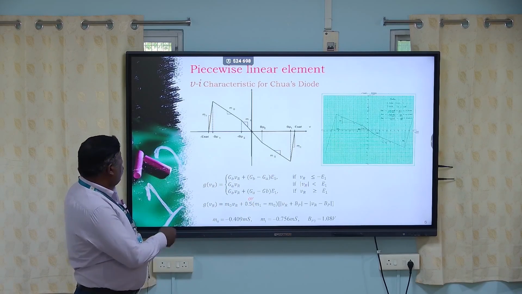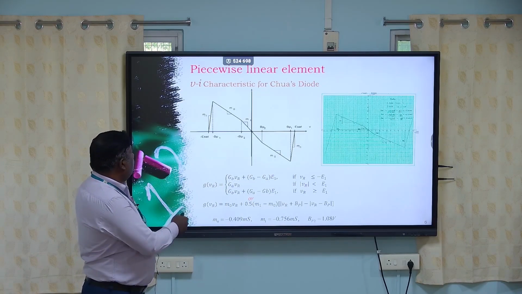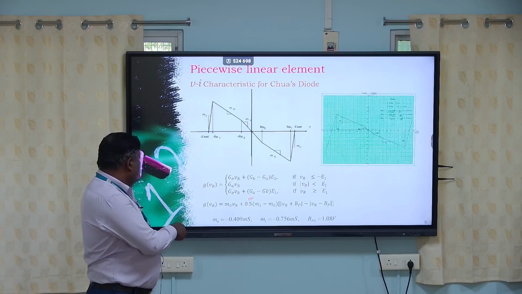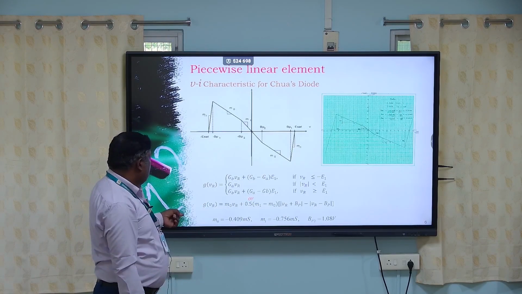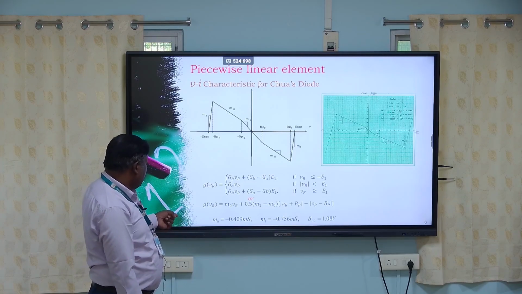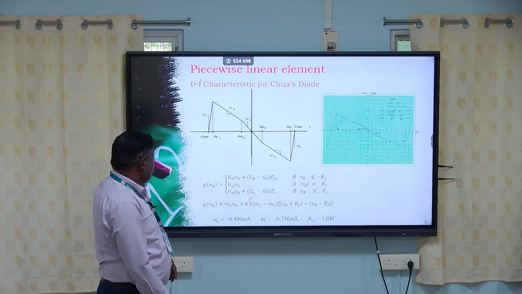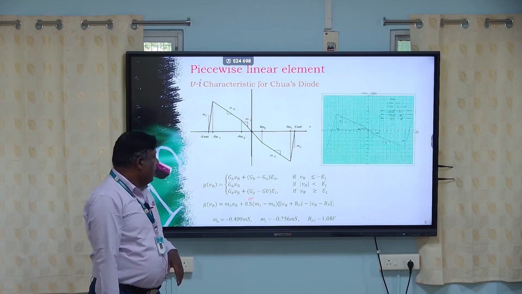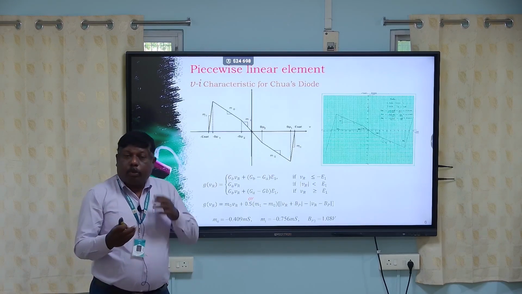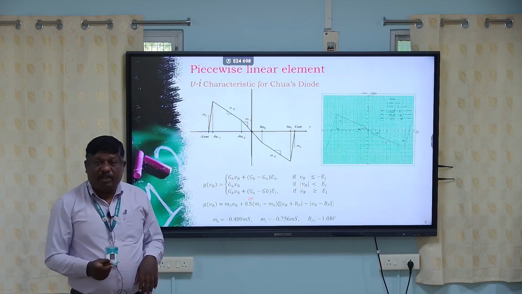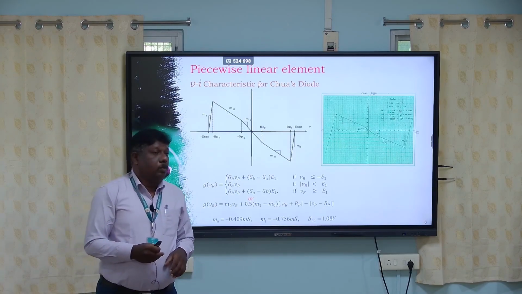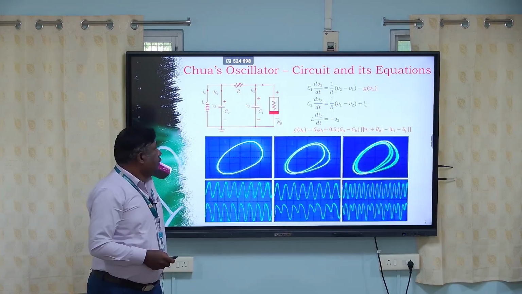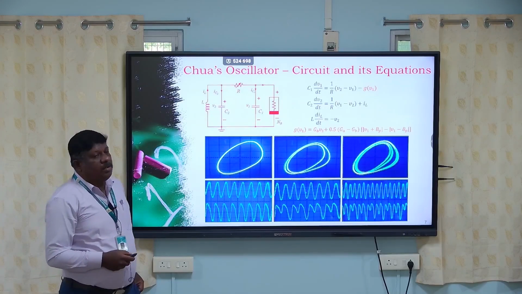Then from this graph we can observe the slopes of the inner and outer regions. M naught is equal to minus 0.409 millisiemens, and M1 is 0.756 millisiemens, and the break point is 1.08 volts. So this is the Chua's oscillator.